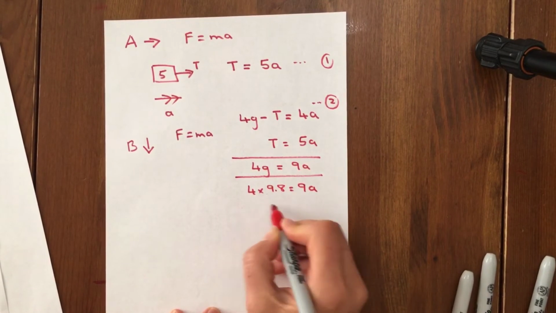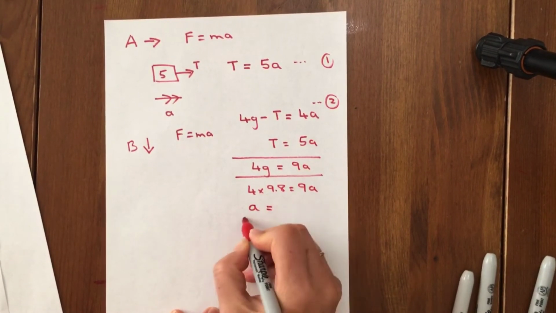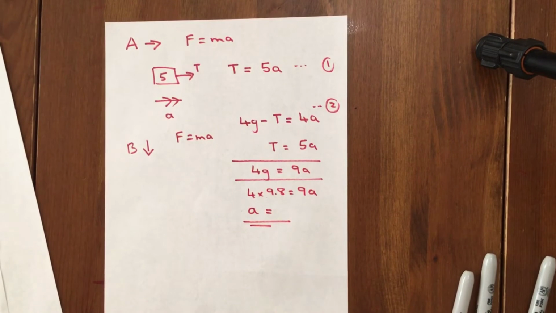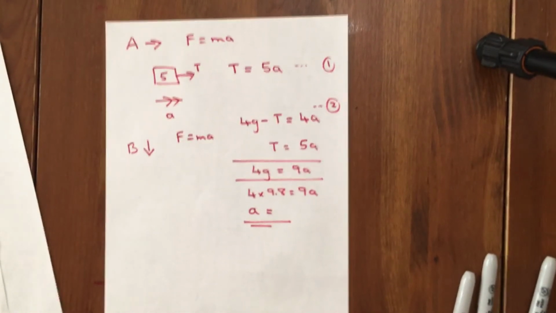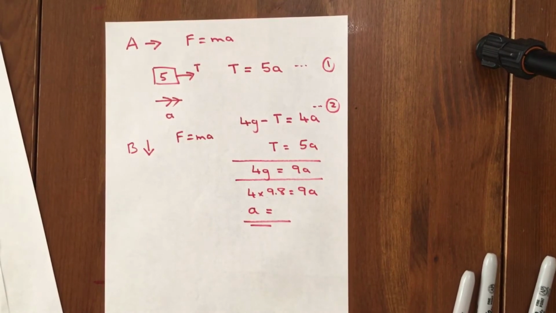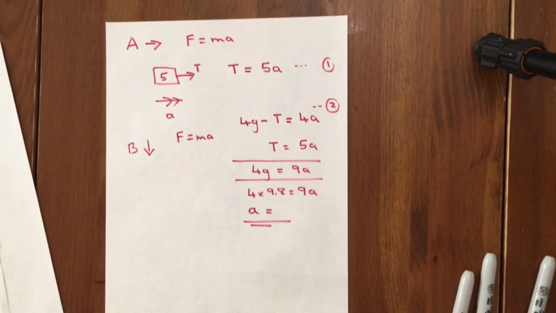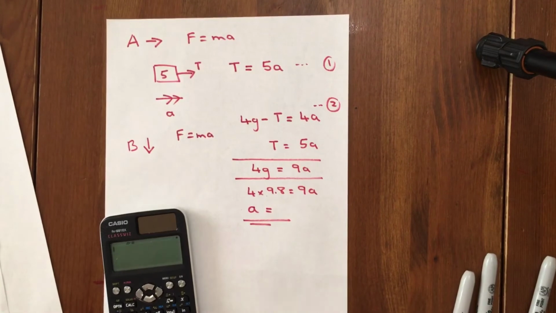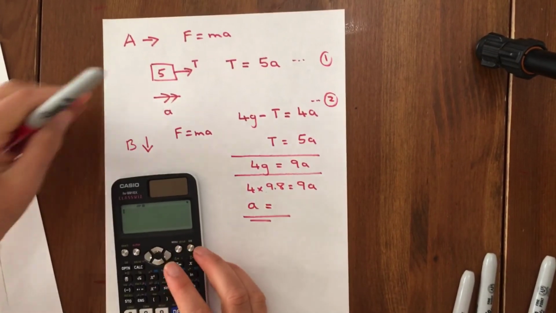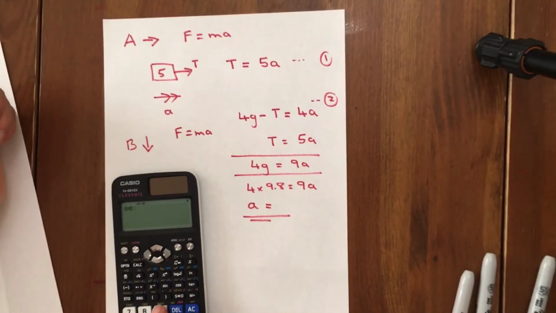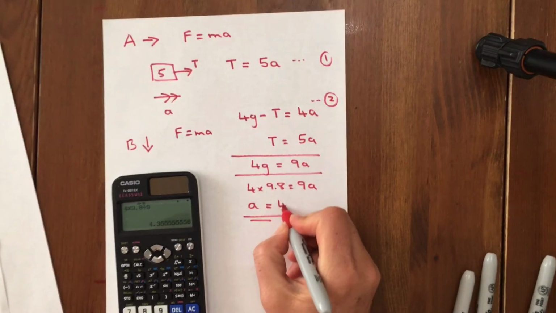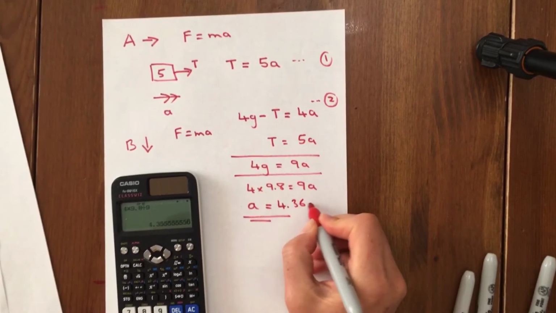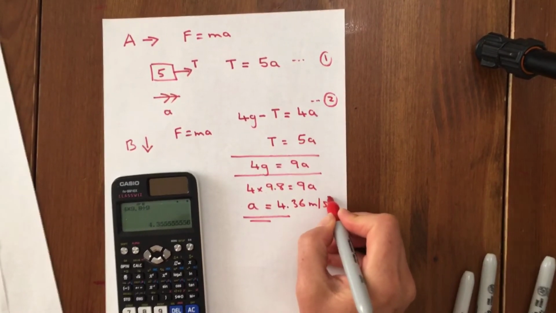Now I'm sitting here without my calculator, so I'm just going to grab my calculator. Give me a second. Right, okay, I have my calculator. So a will be 4 times 9.8 divided by 9, which equals 4.36 to 2 decimal places.